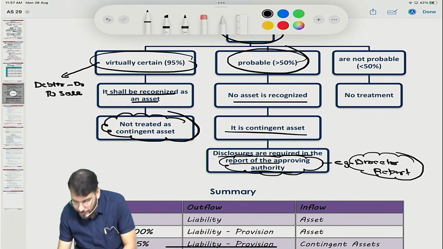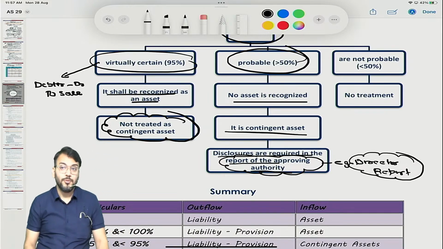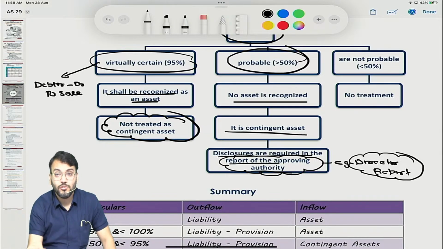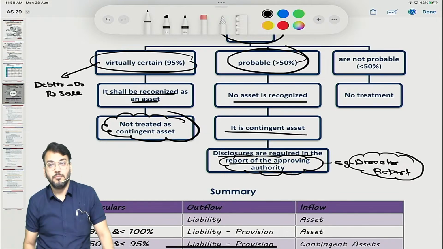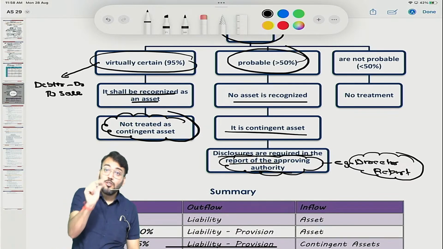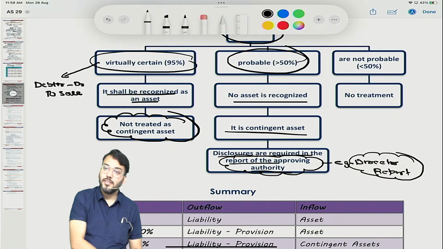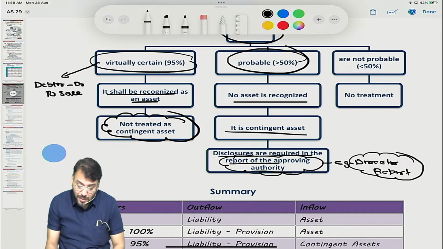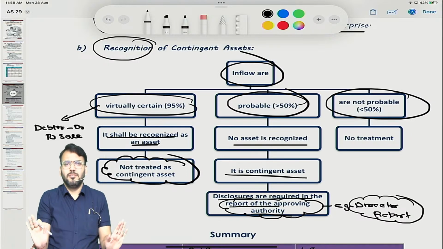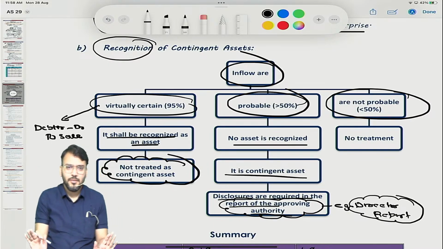Have you understood this point? Yes, sir. These all are important from the MCQ point of view. They will say contingent assets are recognized, disclosed in notes to account, disclosed in report of approving authority, all of the above. Which one is correct? C is correct. So you should know it word to word, otherwise 1 mark will be gone. Correct. Then if the inflows are not probable, no treatment. Understood? No treatment.